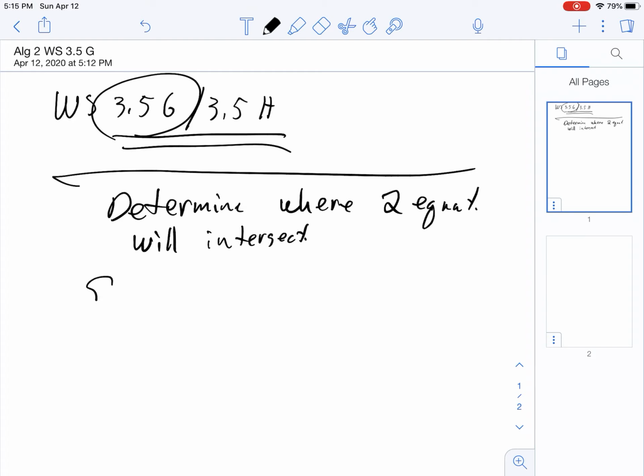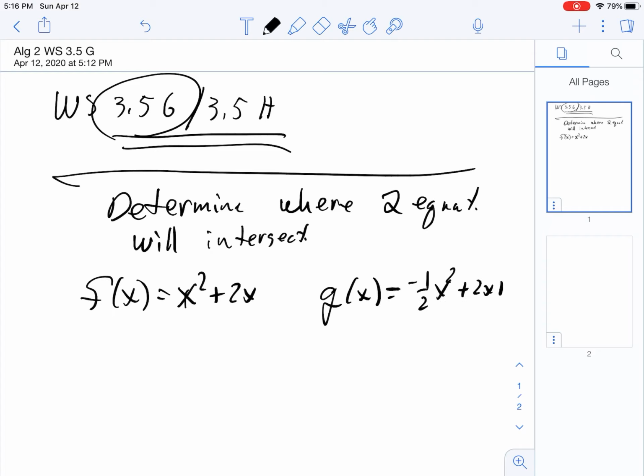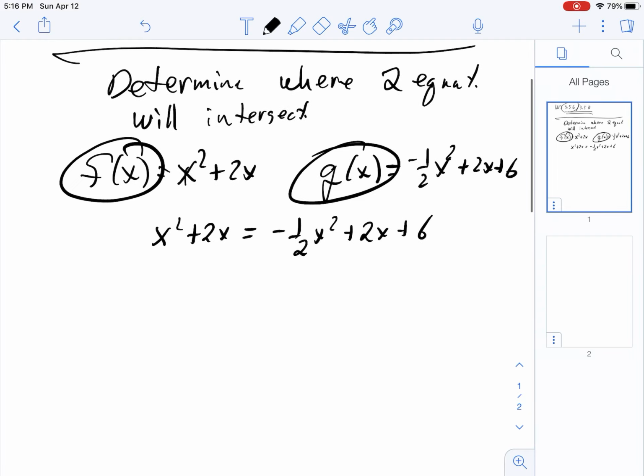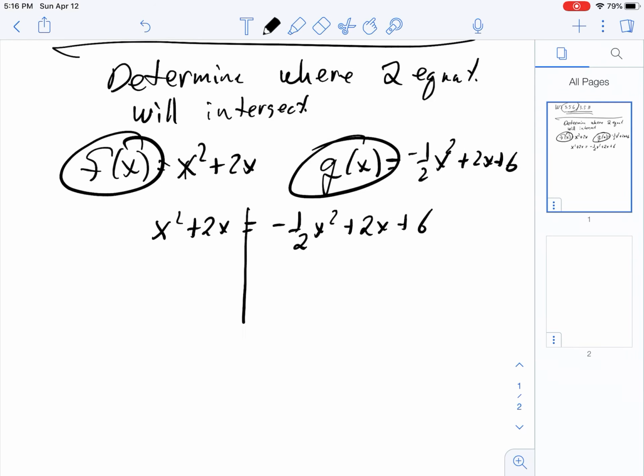Okay. So let's say you have f of x equals x squared plus 2x, and g of x equals negative 1/2 x squared plus 2x plus 6. Where you have y equals, put those equal to each other. So you have x squared plus 2x equals negative 1/2 x squared plus 2x plus 6. Now one thing you never want to do is work with fractions or decimals, especially with an equal sign. So let's multiply everything by 2 to get rid of those fractions.